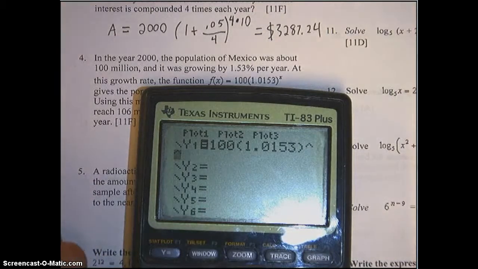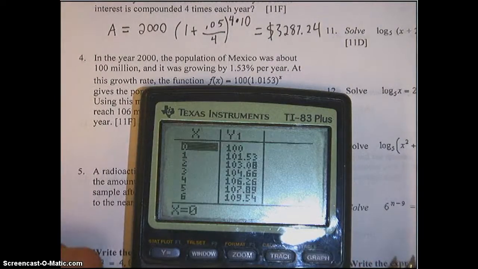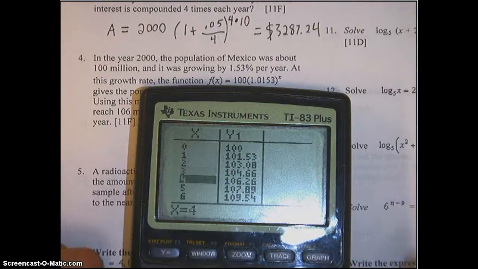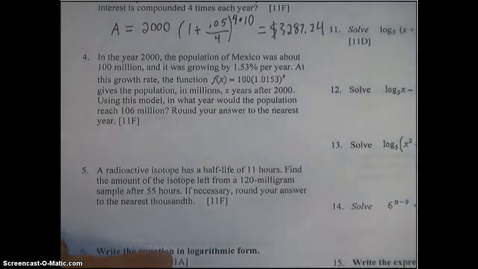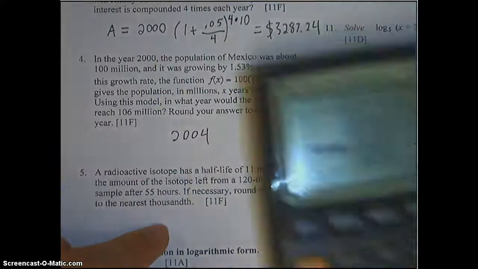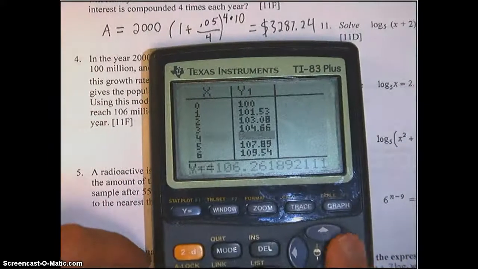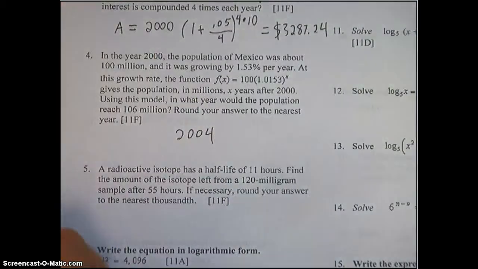And now I'm going to go to the table and see when it crosses 106 the first time. And it does 4 years into it. We're going to round to the nearest year, so it's after 4 years. So it happens in year 4, but we started at the year 2000, so this is going to happen in 2004. And I just got that from looking at the table, the first time it passed 106 million, which is right there at year 4, 4 years after the year 2000.